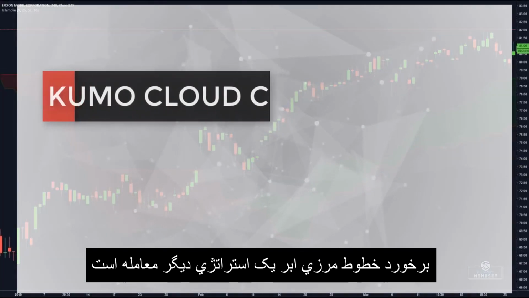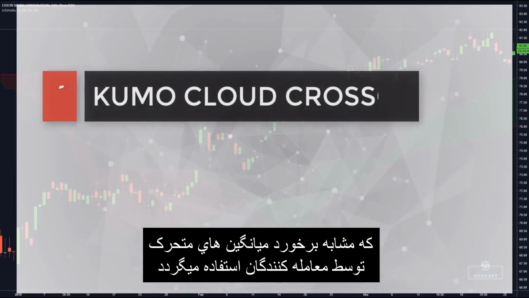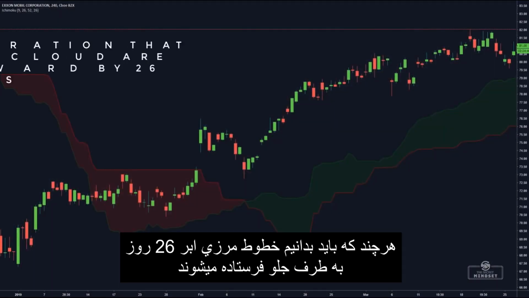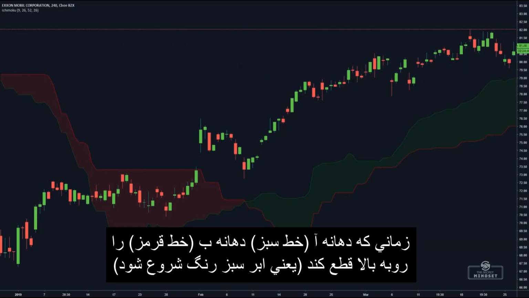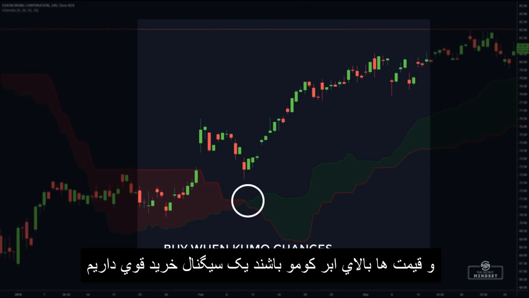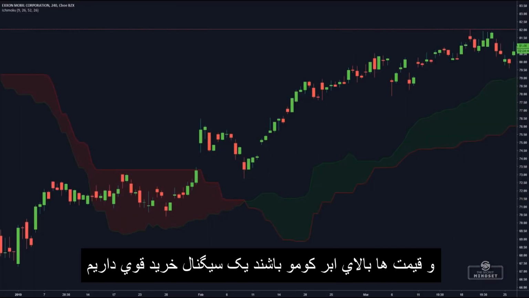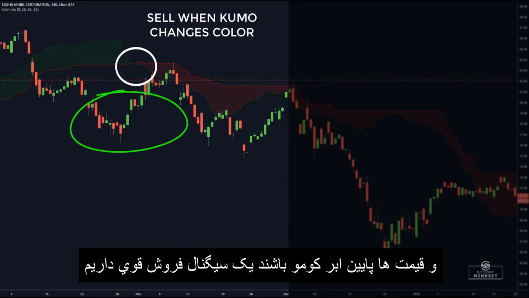The crossover between the span lines forming the Kumo cloud is another trading strategy used by traders in a similar fashion to a moving average crossover. However, we must take into consideration that the lines of the cloud are projected forward by 26 periods. When span A of the Kumo cloud cuts span B from below to the upside and prices are positioned above the Kumo cloud, we have a strong buy signal. When span A cuts span B from the upside to the bottom and the prices are positioned below the Kumo cloud, we have a strong sell signal.